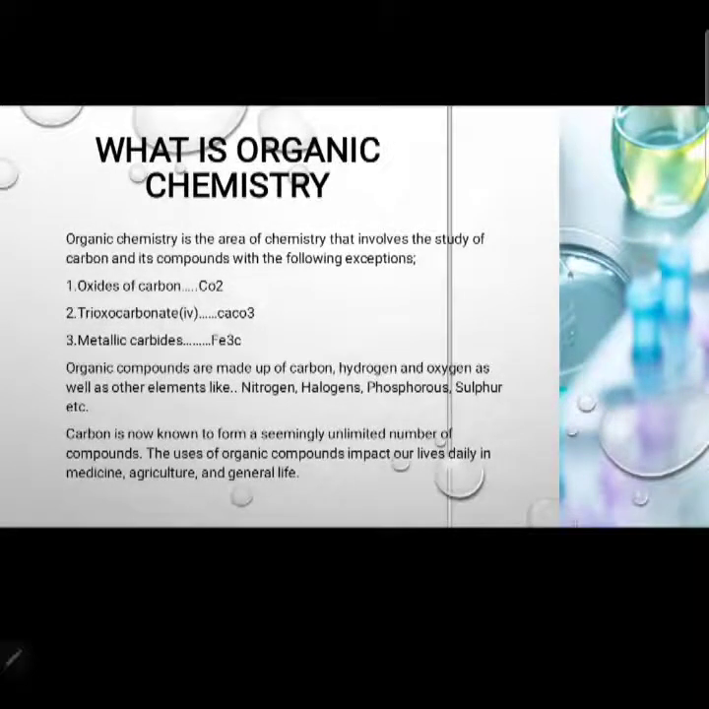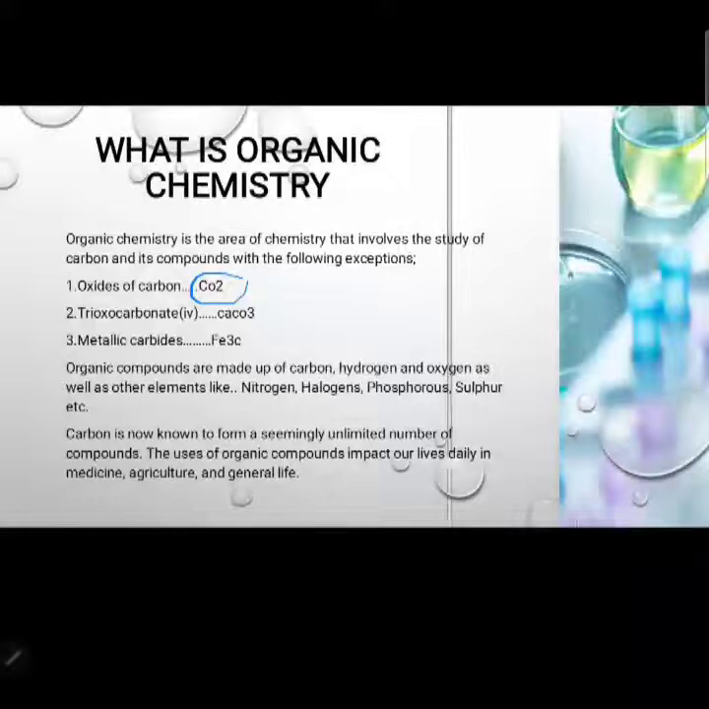Like I said, there are a few exceptions to this. When you look at the first exception, we said oxides of carbon. Whenever an oxide of carbon is formed, it does not fall under organic chemistry. I gave an example of an oxide of carbon there: CO2, or carbon(IV) oxide. Then we also have trioxocarbonate(IV), CO3 2-. These are exceptions.